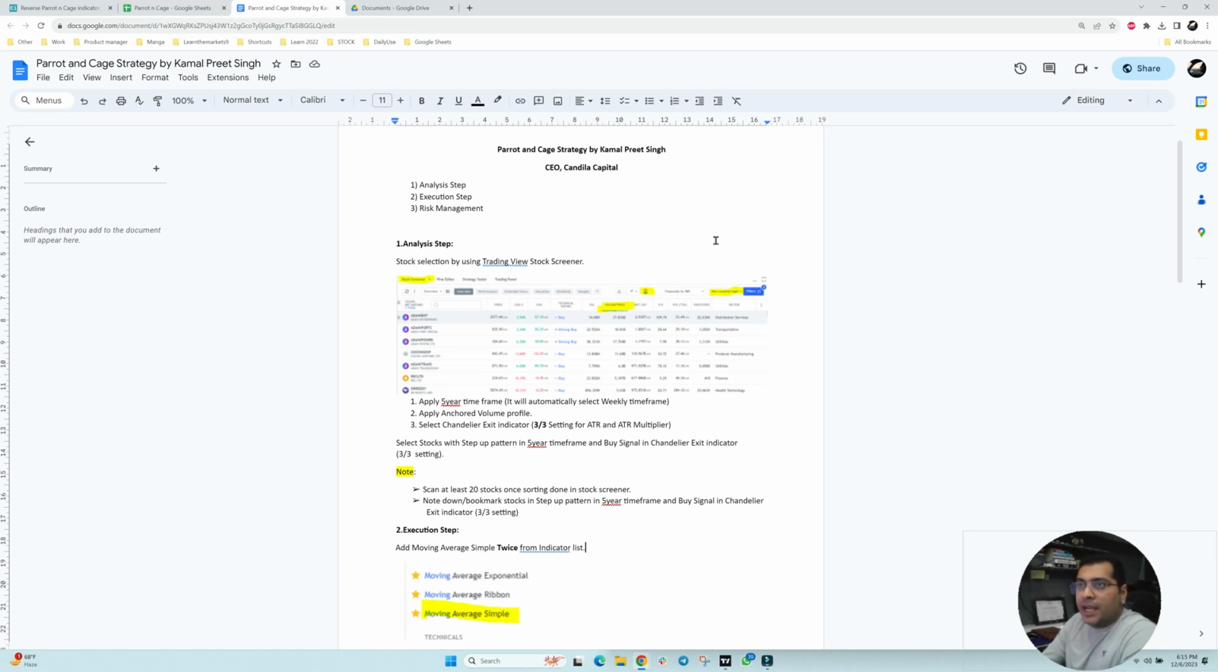Today I am trying to recognize some stocks in our Parrot and Cage strategy and try to reverse engineer them using Chartink. Let's start with briefing the strategy. So this is the Parrot and Cage strategy by Kamalpreet Singh. It has three basic steps: analysis step and execution step.